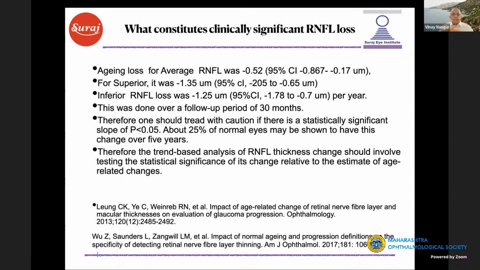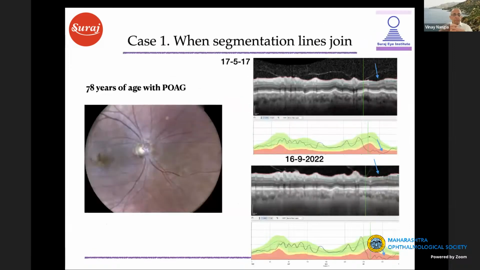But what it suggests is that one should tread with caution if there is a statistically significant slope of less than 0.05 with p-value, and about 25% of normal eyes may be shown to have this change over 5 years. And therefore, the trend-based analysis of RNFL thickness change should involve testing the statistical significance of its change relative to the estimate of age-related changes, so that you're differentiating between the two and you're not making mistakes and calling a normal patient as a glaucoma patient or glaucoma suspect as a glaucoma patient, actually.